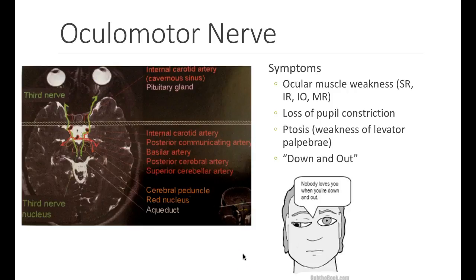When a patient has a third nerve palsy, they will have weakness of elevation because of the effect on the superior rectus and the inferior oblique, depression due to the inferior rectus weakness, and adduction due to the medial rectus weakness. They may have mydriasis or loss of pupil constriction, and they may have ptosis. Often this will be described as a down and out lesion, which is illustrated here.